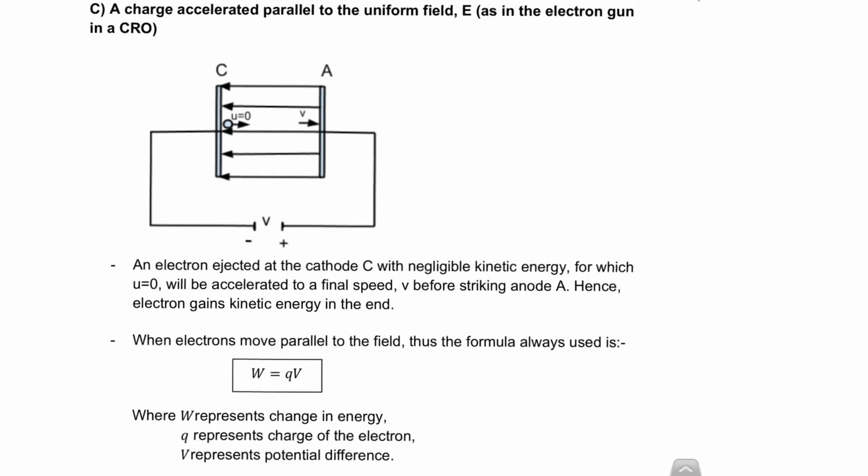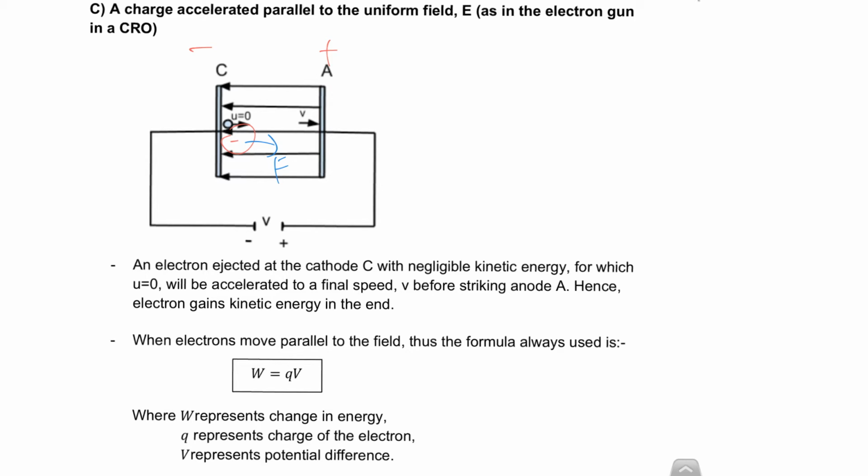For example, if you look at this diagram, if I were to connect A to the positive terminal, and C to the negative terminal, that means this plate is positive, this plate is negative. So if I place an electron, which is negatively charged, at C, it will experience a force to the right or left? Right. So you see, initially it is stationary, initial speed is 0, but because it experiences a force to the right, it will for sure accelerate to the right.